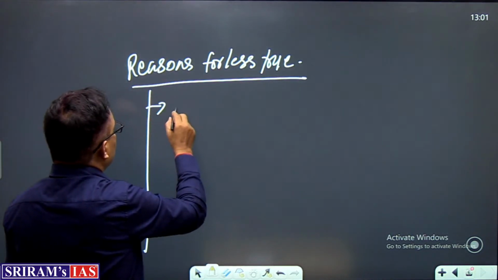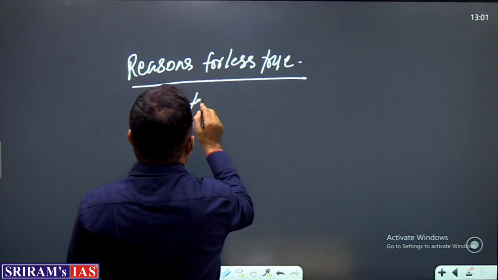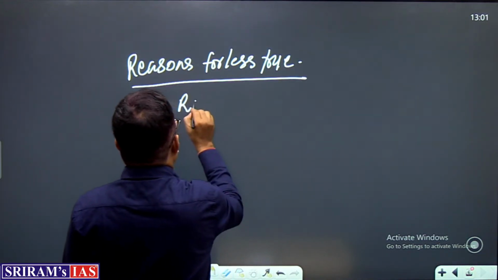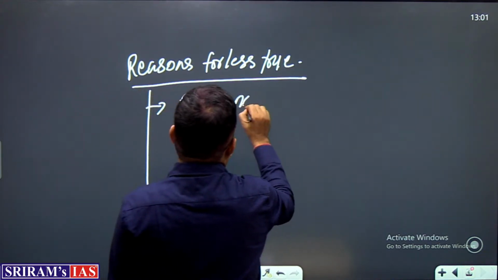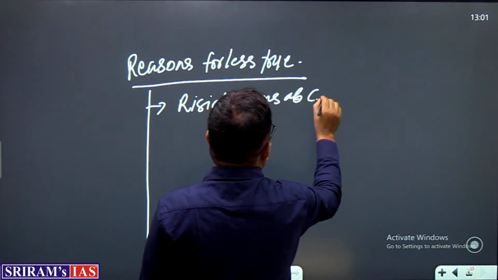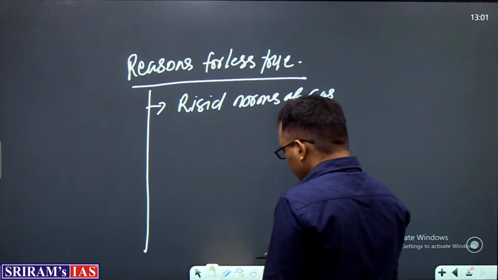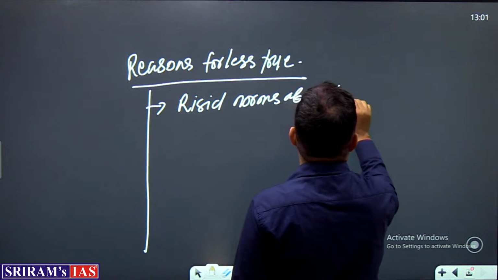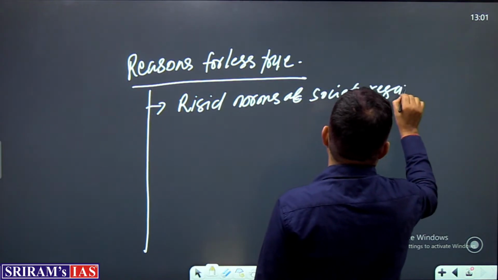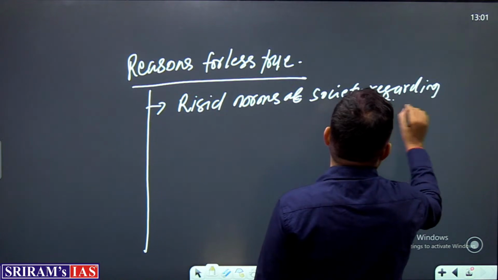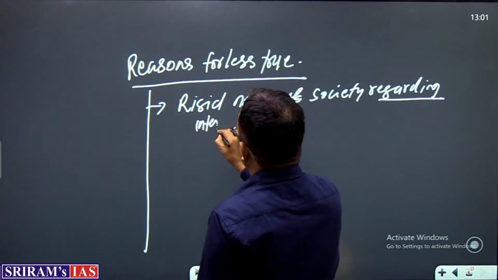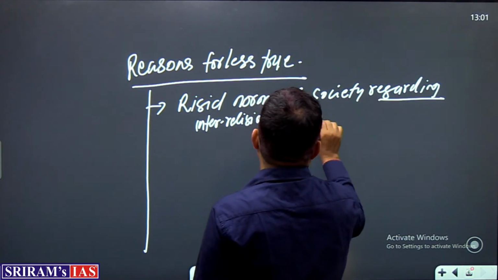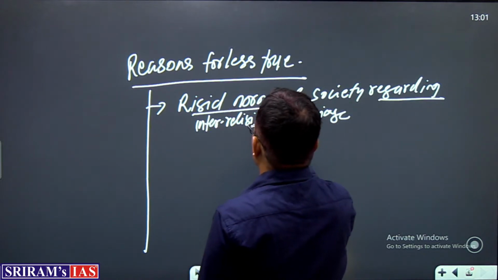First we can write here: rigid norms of society regarding interreligious marriage. First one is there, norms very rigid, number one.